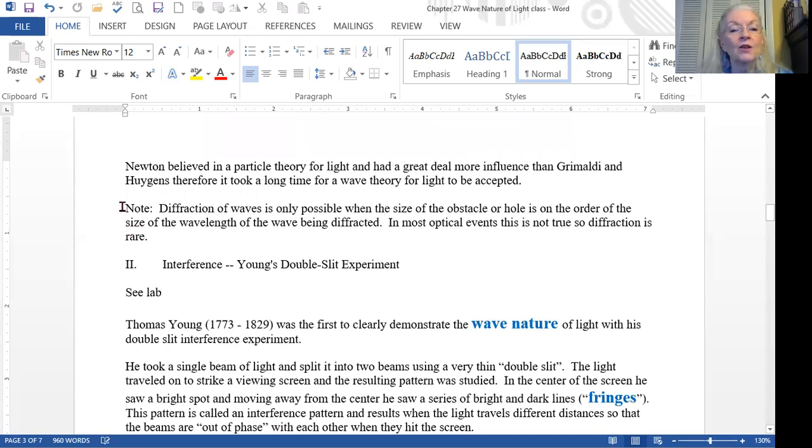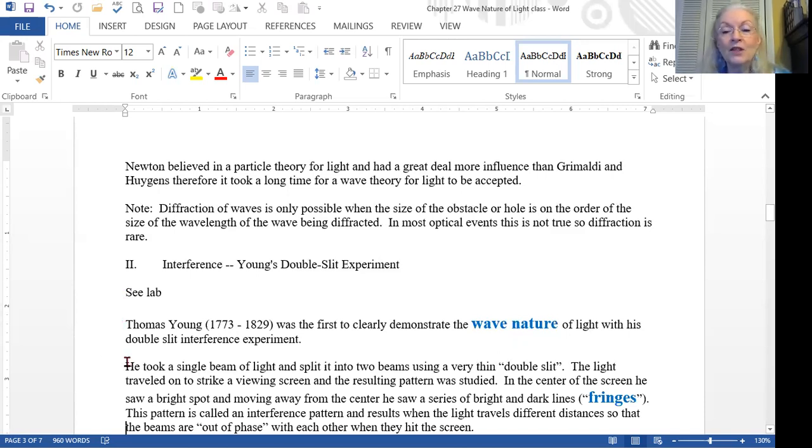One thing we should notice is that diffraction is only possible when the size of your obstacle or hole is on the order of the size of the wavelength. So they have to be roughly the same size. So we're going to talk a little bit about Young's double slit experiment. You will actually do a version of this in lab.